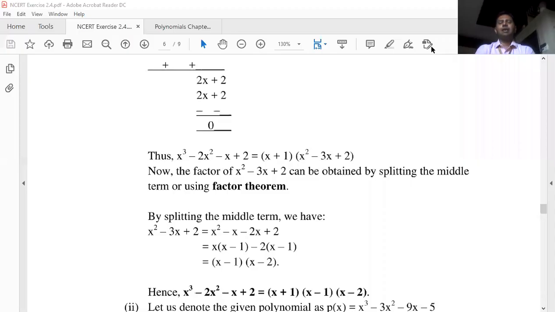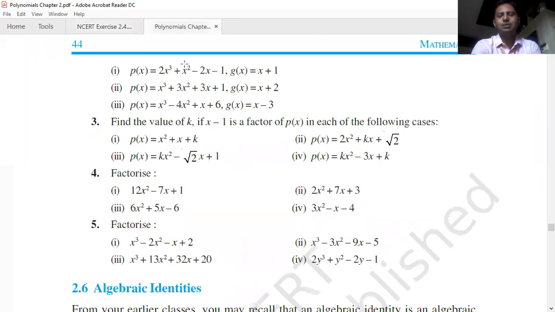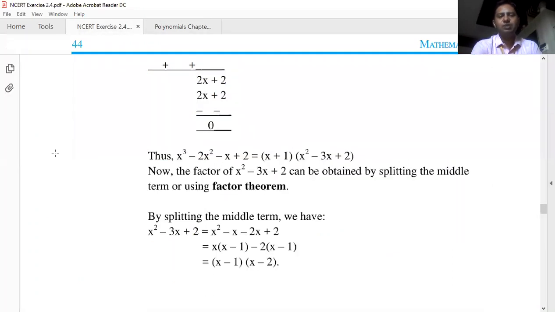Let's move on to the second part of this question. The question given is x cube minus 3x square minus 9x minus 5. The constant part here is 5. We need to find the factors of this 5. The factors of 5 are plus 1, minus 1, and plus 5, minus 5. So we'll substitute the values plus 1, minus 1, plus 5, minus 5 in the given question.